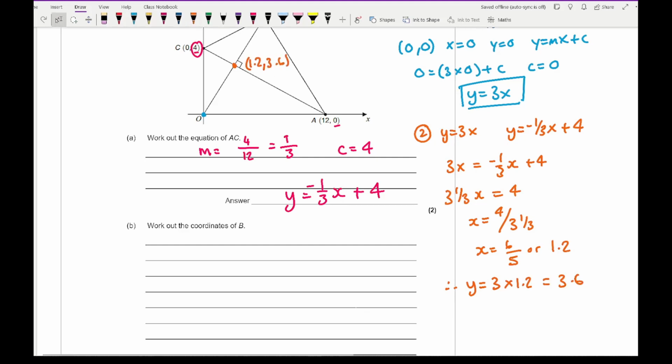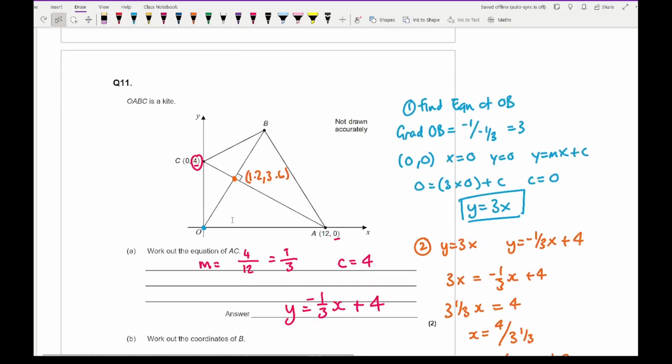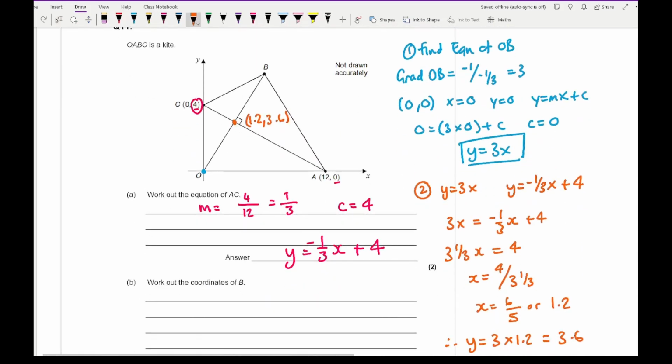Now if I turn that into a triangle, let me just zoom up a little bit here. So from this point here, I know that this distance is 1.2 and this distance here is 3.6. Now because it's a kite, that is going to be the same as this distance here.